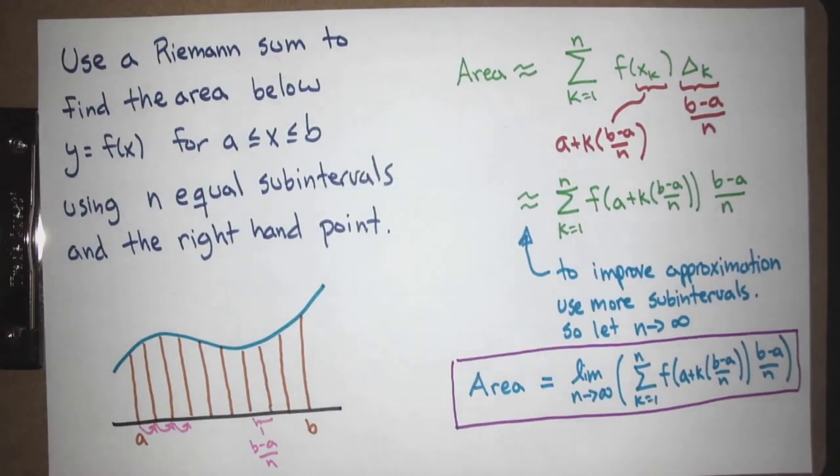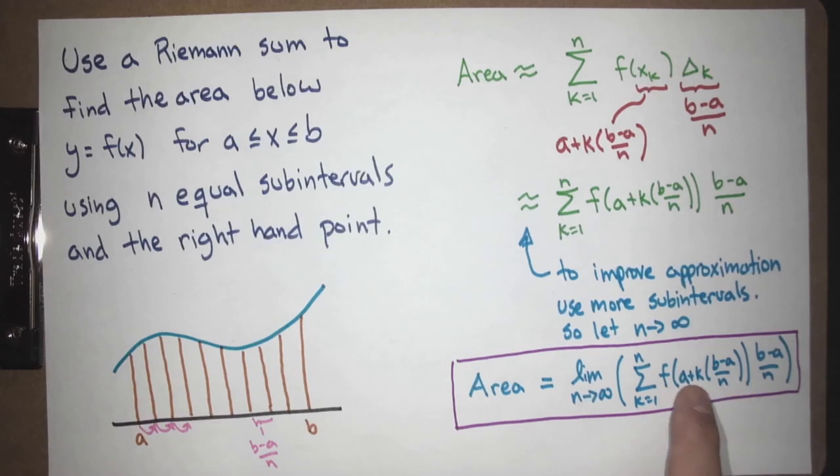Well, again, we have our generic formula, our b minus a over n, our f of a plus k times b minus a over n, our width, our height, add them up, and that's if we split into n, but of course, for better results, choose a bigger n. Let n go to infinity.